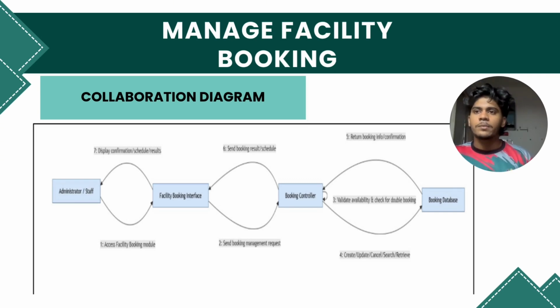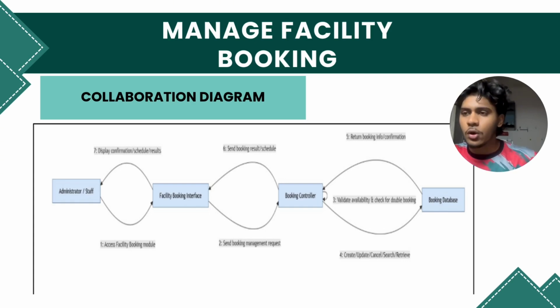So today I will be presenting the collaboration diagram for the managed facility booking functionality in our UUM Sports Center Management System. First of all, let me explain what is a collaboration diagram. A collaboration diagram, also known as a communication diagram, shows the interaction between objects in a system. It focuses on the structural organization of objects that send and receive messages.